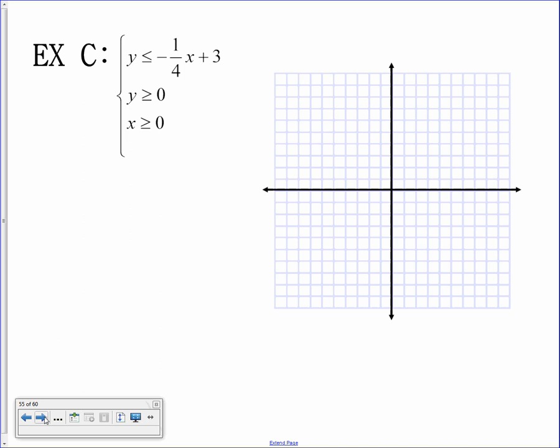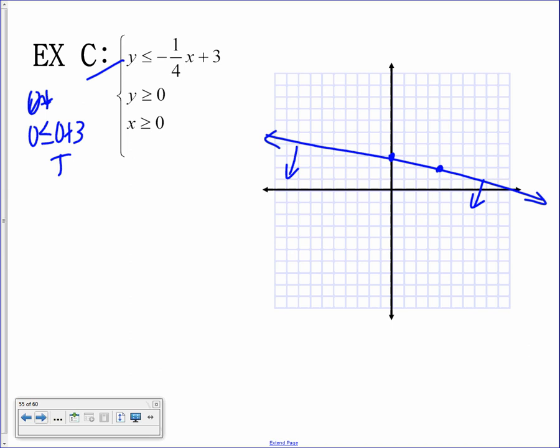Okay, so I'll graph that first one. It's got a y-intercept of 3 and a slope of -1/4. So I'm going to go down 1 and over 4. It is a less than or equal to, so that's a solid line. Again, I'll test 0, 0. So I've got 0 less than or equal to 0 plus 3, and that is true. So I'm going to shade with 0, 0. My second line is y equals, and y equals is a horizontal line. And 0 happens to be right here. And then shaded above because that's greater than or equal to.